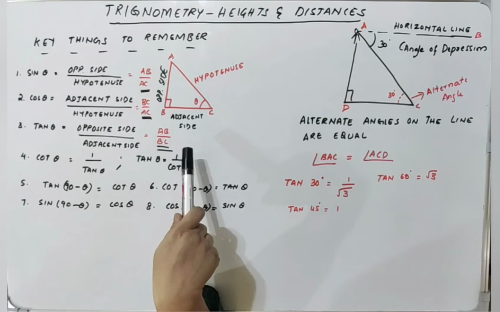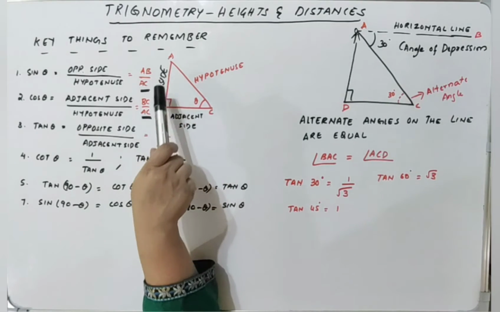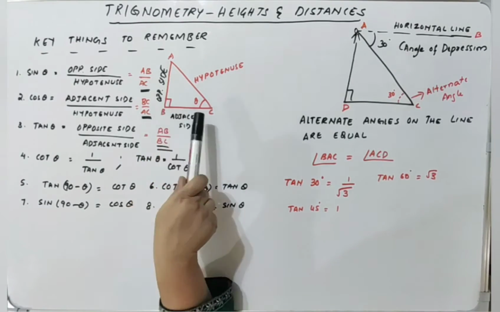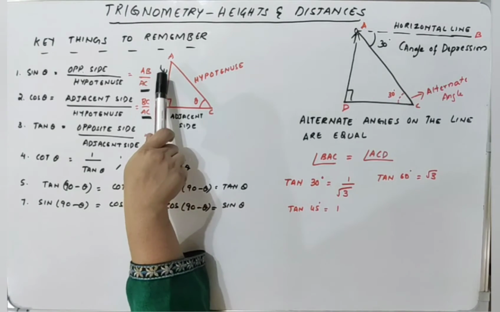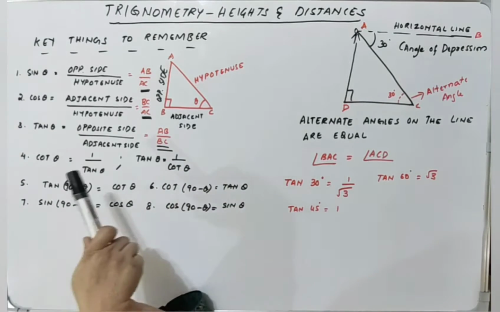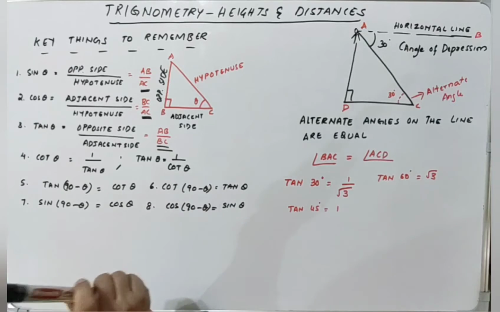Tan theta is majorly used in calculating heights and distances because normally we have to calculate the height of the object and the distance of the object to the observer's point. So normally we'll have to calculate either the opposite side or the adjacent side. Then cot theta is nothing but 1 by tan theta and tan theta is 1 by cot theta.